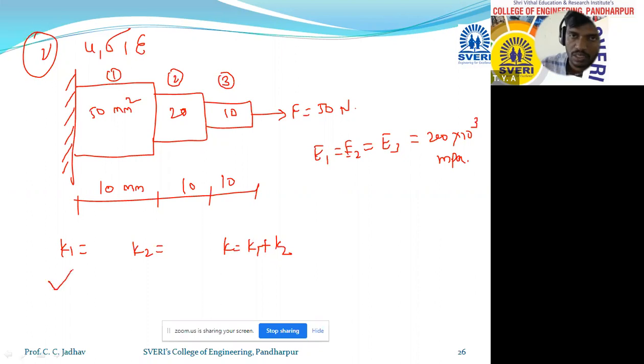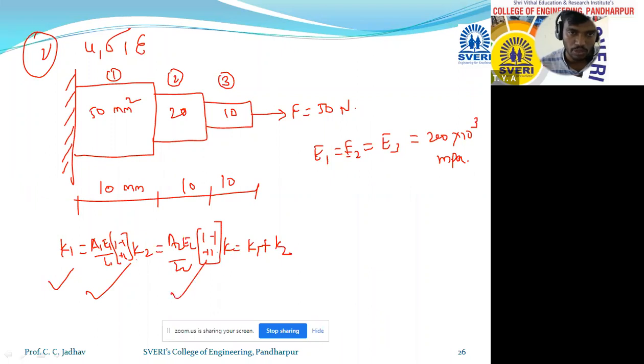Okay, start solving and tell me the answer. First find out the K1 matrix. The formula for K1 is A1 E1 by L1 into the matrix [1 -1; -1 1]. Same for K2: A2 E2 by L2 into [1 -1; -1 1]. Find out this value first, then the K2 value, and then the K value, and tell me. Start now, fast.